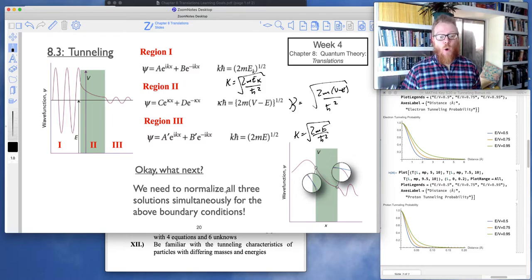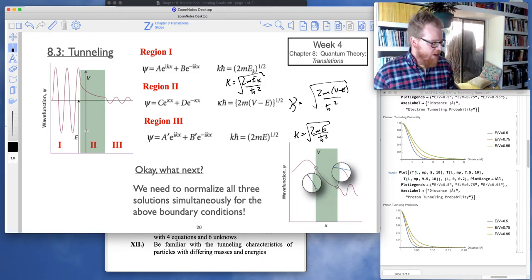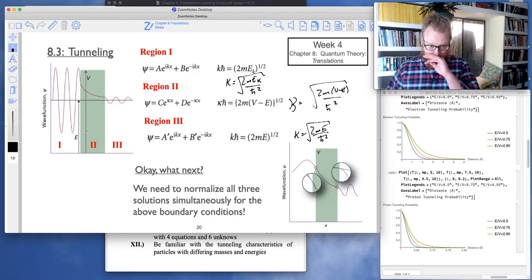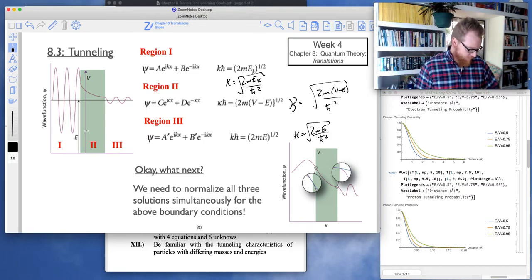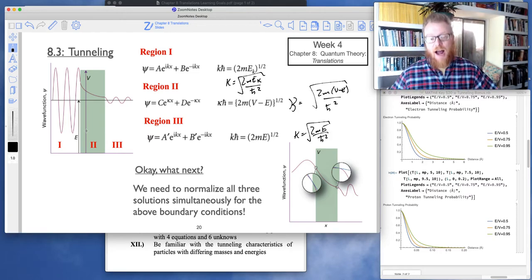Well, we need to normalize all three of these solutions simultaneously to solve these boundary conditions. And it's a mess. It's a total mess. And I'm not going to require you to go through and do it all. I am going to set it up.